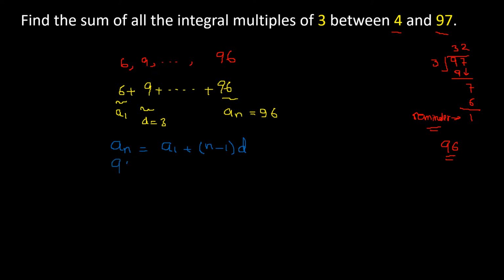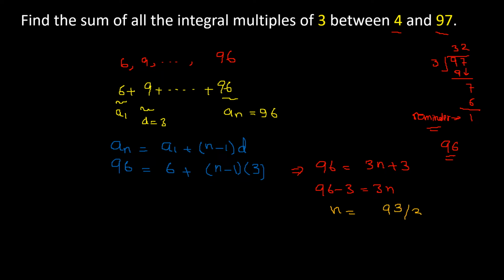That makes 96 equals 6 plus n minus 1 times 3. That gives us 96 equals 3n plus 3, which makes 96 minus 3 equals 3n, and from here n equals 93 over 3, which is 31. So the number of terms that are multiples of 3 between 4 and 97 is 31.